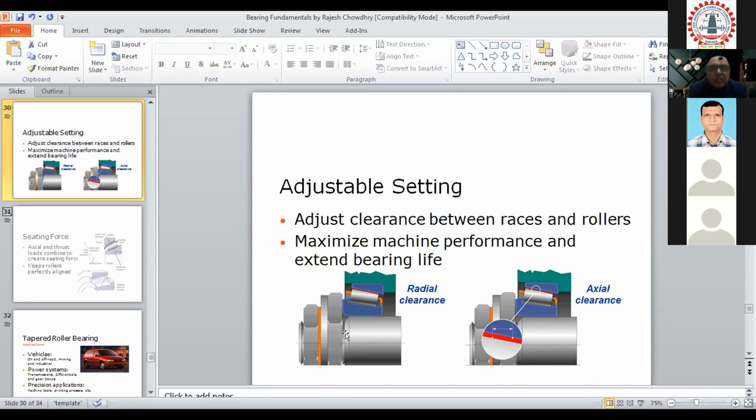Sir, how much backlash or play is allowed in bearings? Rajesh, he is asking how much backlash is allowed in bearings. You will not have a bearing backlash. You will have a system backlash, and typically backlash you will find in gears, not in bearings.